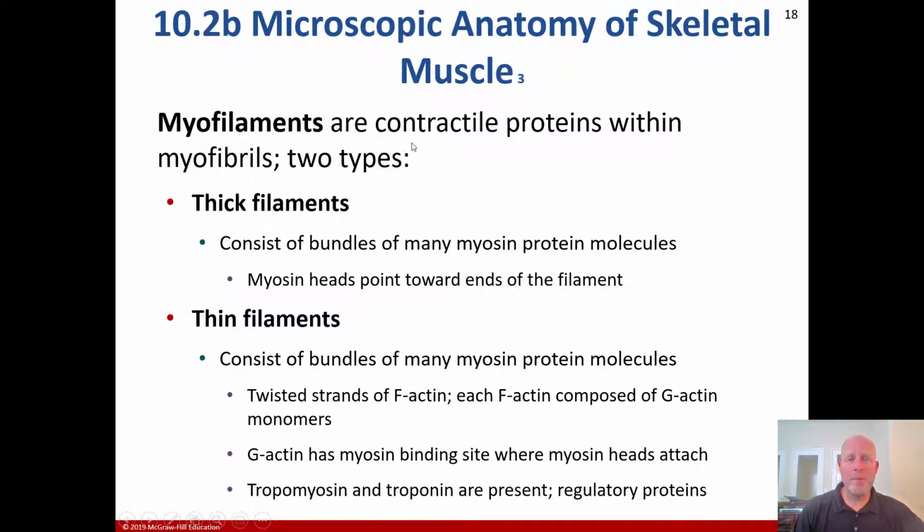For the microscopic anatomy of our skeletal muscle, the myofilaments are contractile proteins within the myofibrils. There are two types of filaments, thick and thin. Our thick filaments consist of bundles of many myosin protein molecules, with myosin heads that point toward the ends of the filament, like golf club heads, shape-wise. Then we have our thin filaments. They consist of twisted strands of F-actin, each F-actin composed of G-actin monomers. G-actin has myosin binding sites where myosin heads attach. Tropomyosin and troponin are present as regulatory proteins here.